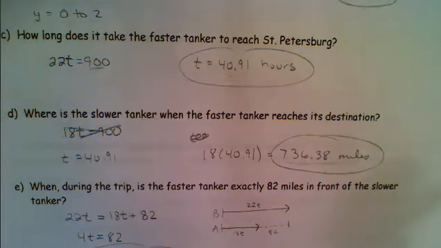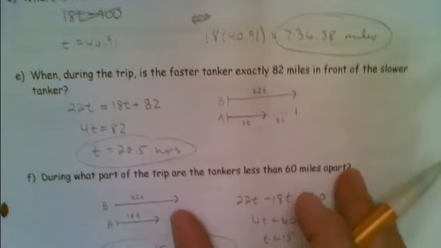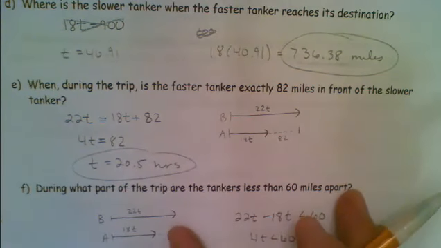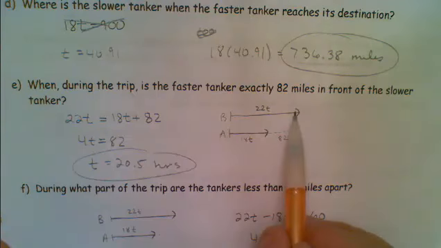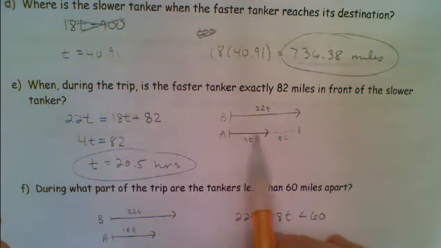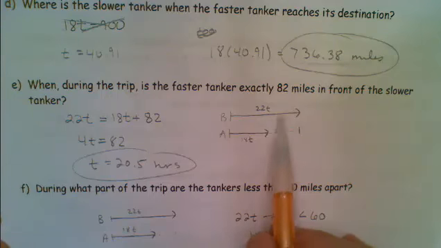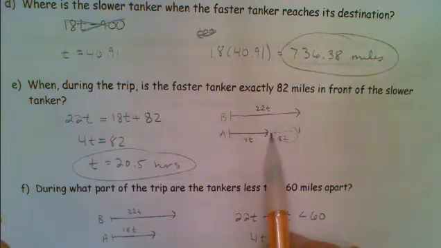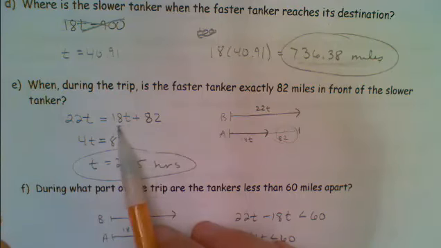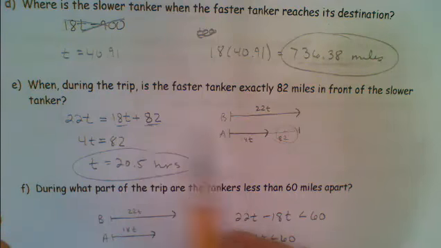Part E says, when during the trip is the faster tanker exactly 82 miles in front of the slower tanker? So when I think of this, here's my faster tanker, here's the slower one. I want to know, when is the faster tanker exactly 82 miles ahead? Well, that means if I took the distance the slower one went, plus 82, that should equal the distance that tanker B, the faster tanker, went.